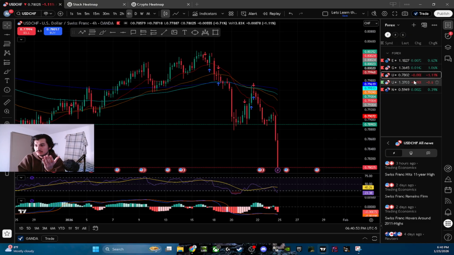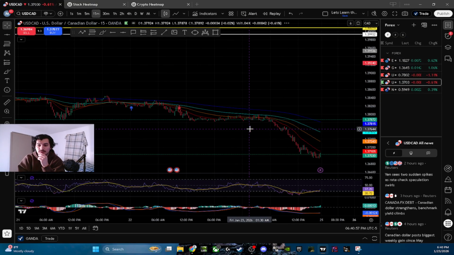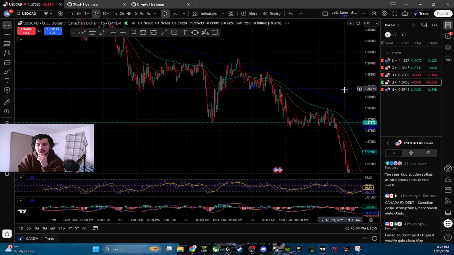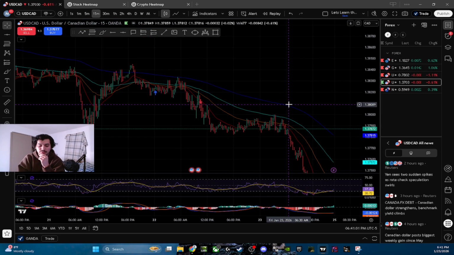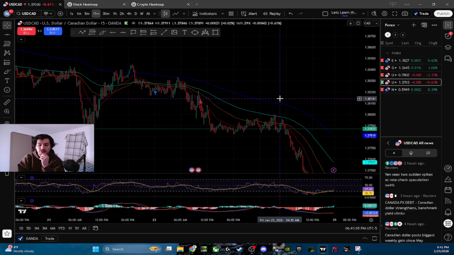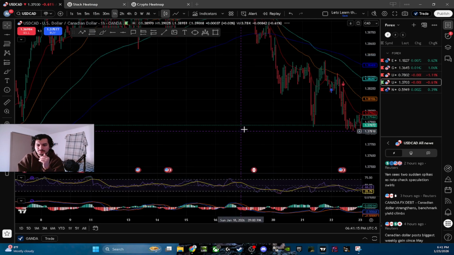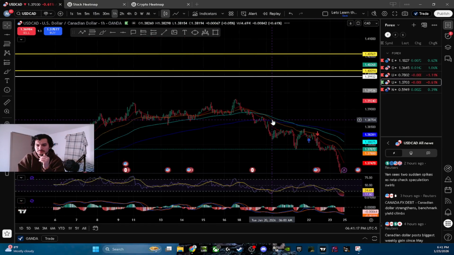Let's look at the next one. USD CAD. So this is the one where I accidentally put in 0.01 lots, and then I put another 0.02 lots, so it can equal like $5-6, because the first trade was like $2. But let's look at it.